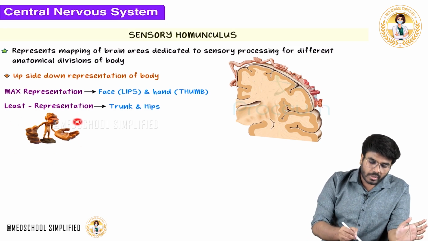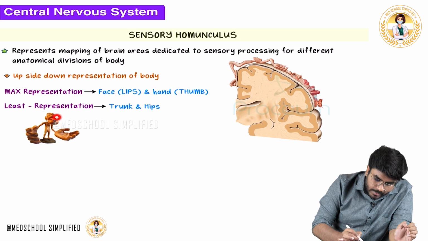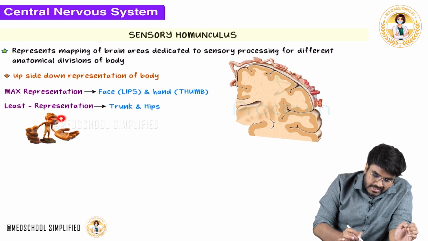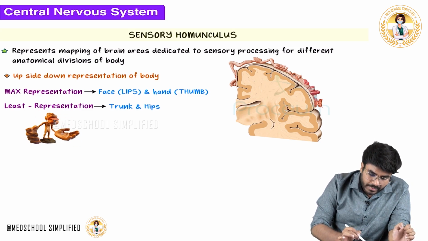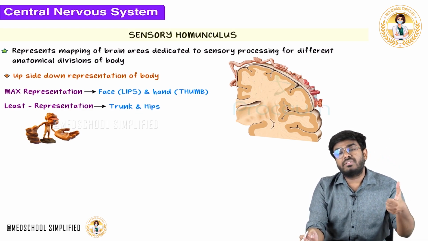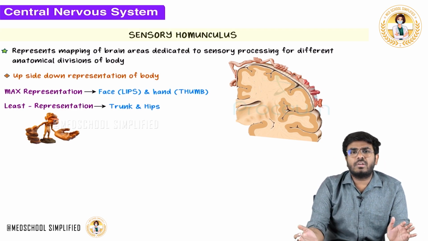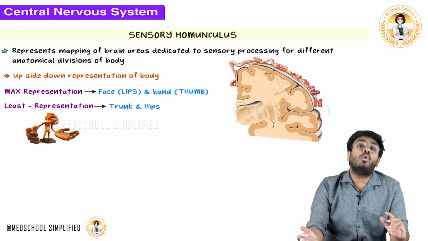If you make a human out of it, this is how the human will look. There is maximum representation for the face. Even in the face, the maximum representation is for the lips, and there is maximum representation for the hands. Even in the hands, it is big for the fingers, and even in the fingers, it is big for the thumb. This is the sensory homunculus. There is also a motor homunculus.